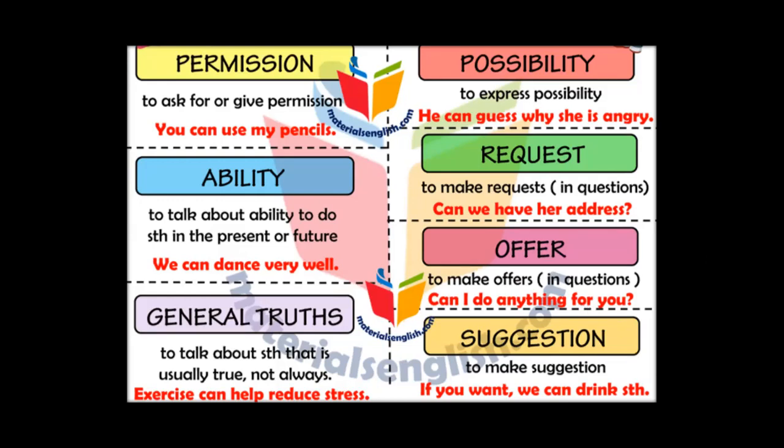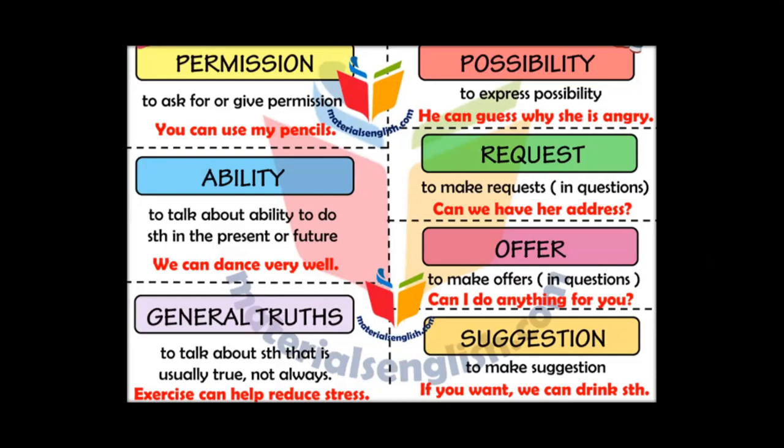Okay, general truth. Ileana, can you read it, please? To talk about something that is usually true, not always. Exercise can help reduce stress. Okay, so we're saying in here, aquí estamos diciendo que en base a algo que tú ya sabes, maybe you read about it, tal vez ya leíste sobre eso, o sea, ya tienes tu conocimiento sobre eso, entonces hablamos de cosas que son verdad, generales, right? Because it says not always, o sea, es algo que puede aplicar en general.